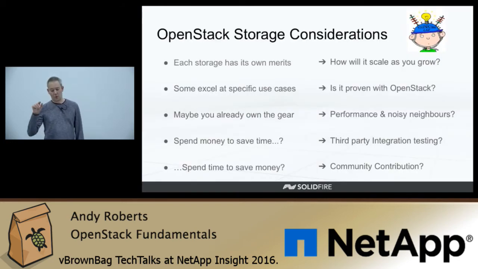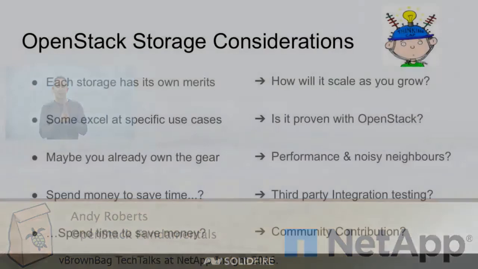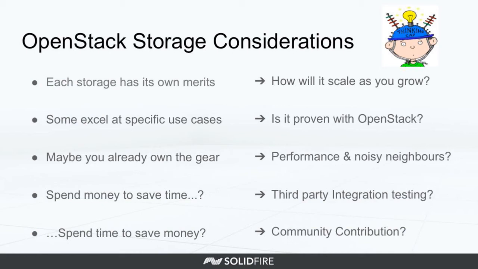So one of the key bits with OpenStack is that it brings a lot of software-defined parts. And there's lots of different storage considerations that you want for OpenStack, and each type of storage has its own merits. Some things excel at specific use cases. You might be looking to use gear that you already own. And the key question for me is: are you going to spend money and save time, or are you going to spend time to save money? So buying a vendor-built solution can help you deploy and build that out as well.